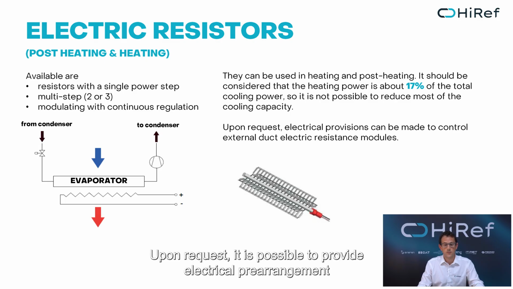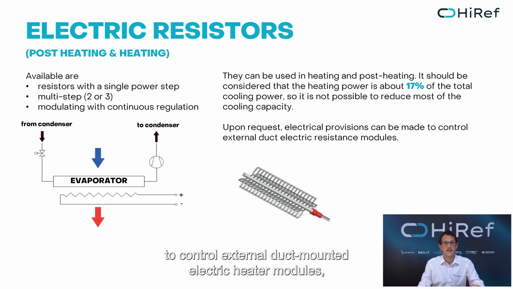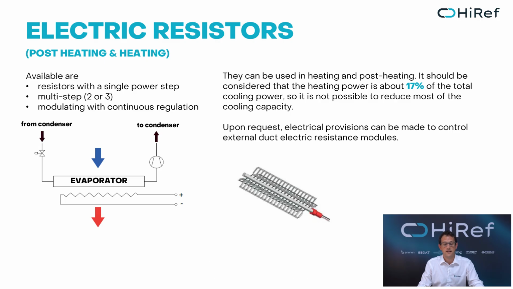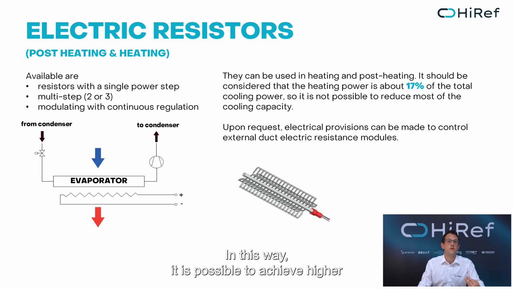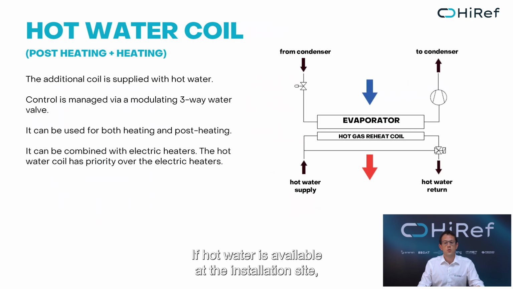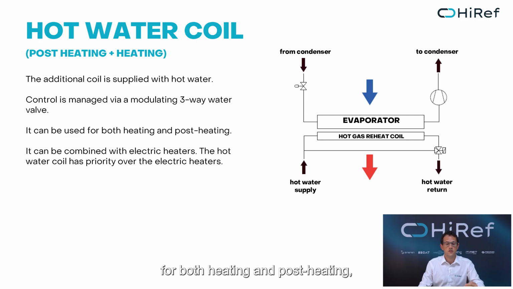Upon request, it is possible to provide electrical pre-arrangement to control external duct-mounted electrical heater modules, which are then managed by the air conditioning units. In this way, it is possible to achieve higher heating capacities. If hot water is available at the installation site, the air conditioner can be equipped with an additional coil and a three-way regulation valve, which can be used for both heating and post-heating and can be combined with electrical heaters. The hot water coil has priority over electrical heaters.